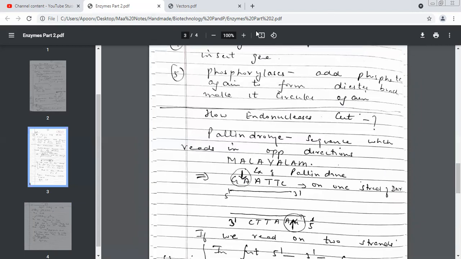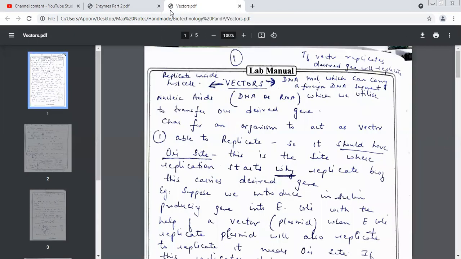I'm just changing the PDF on the screen. Before I move on to the next topic, vectors, you just tell me very quickly. I have hidden it from the screen now. Name the 5 categories of enzymes that I've discussed with you.